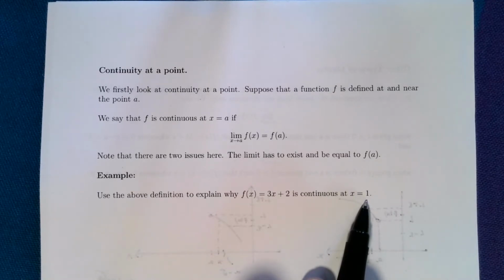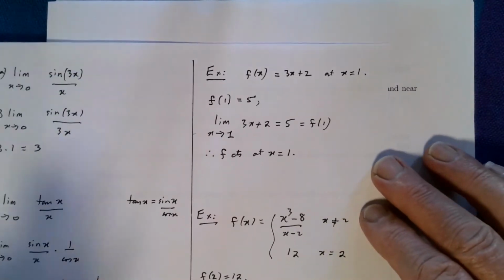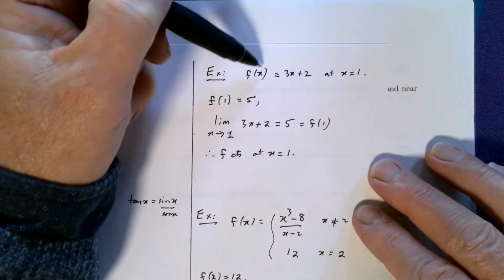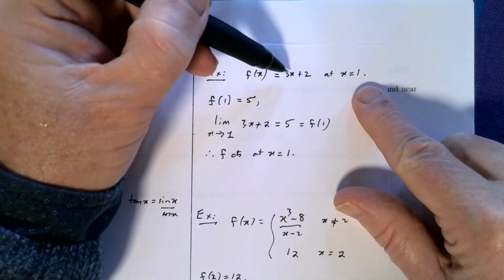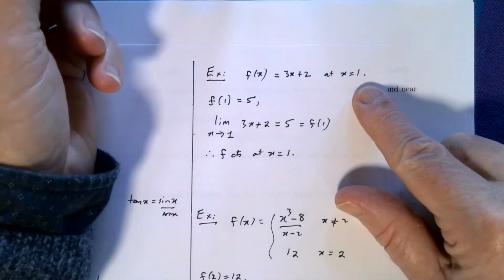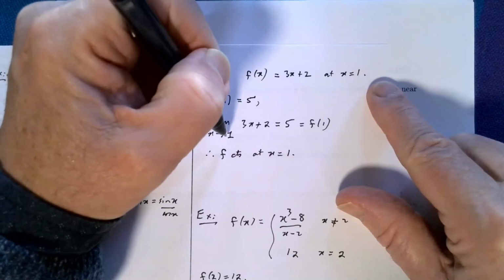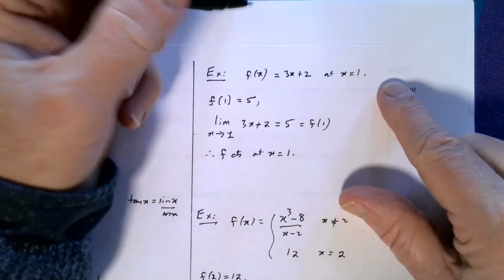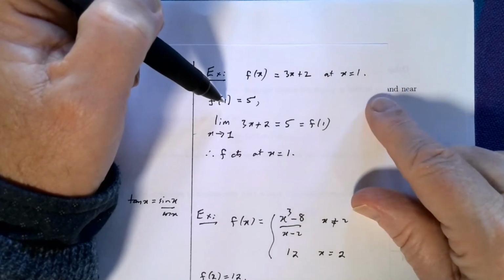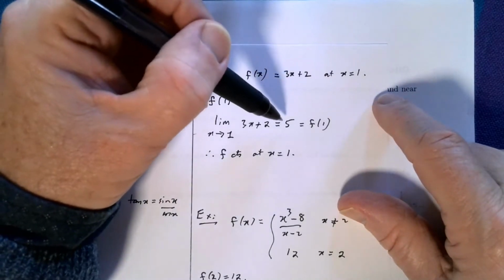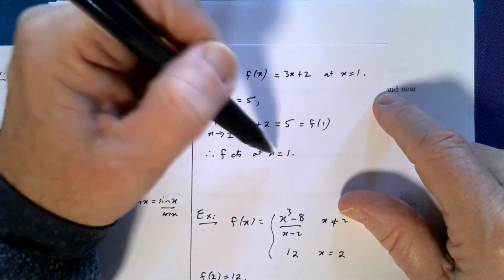This is a very simple example. So there's the function at x equals 1. I'm going to evaluate what happens at x equals 1. So you plug in 1, you get 5. And then I'm simply going to say, well, what's the limit as x goes to 1? Well, that's easy. Again, you just plug in 1, you get 5. And of course, that's equal to f of 1. So as I approach 1, the function's getting closer and closer to 5, and 5 is the function value, and so f is continuous.